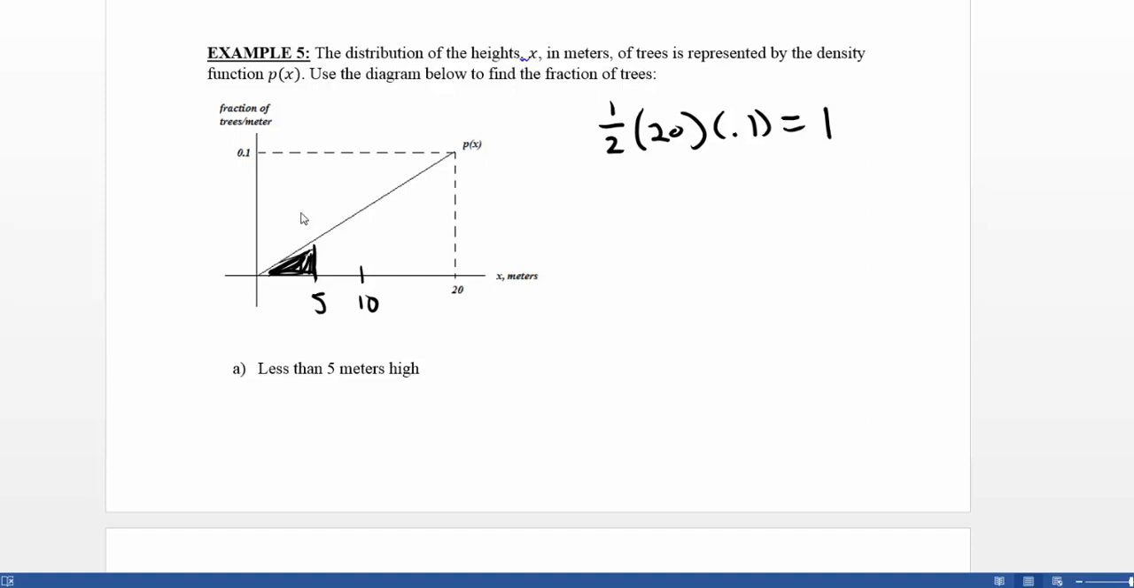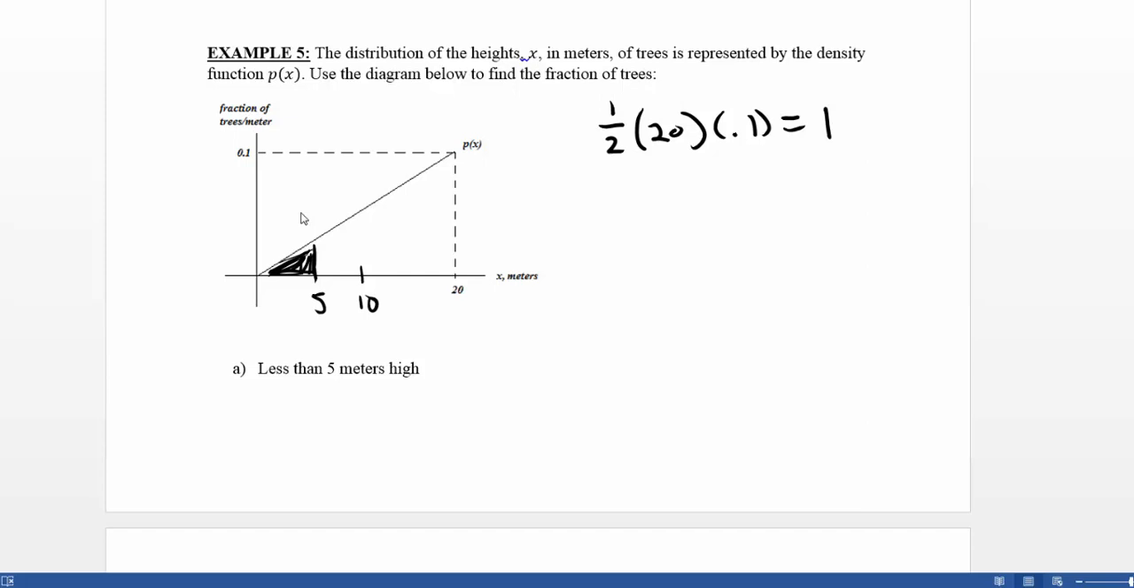So if we knew the height at 5, we could certainly use geometry. We could do 1/2 base times height. But we don't know the height. If we knew the density function, the formula for it, then we could integrate it from 0 to 5, but we don't know that yet either. So we're going to have to figure out one of these two things in order to be able to proceed. The easiest way to approach this is to find the formula for the density function.